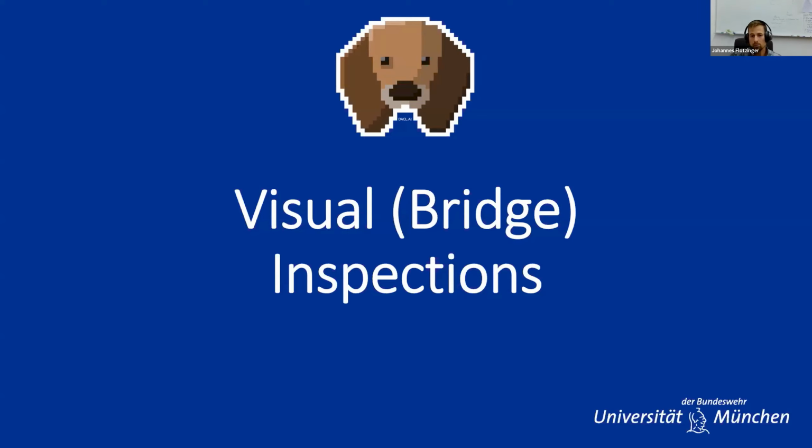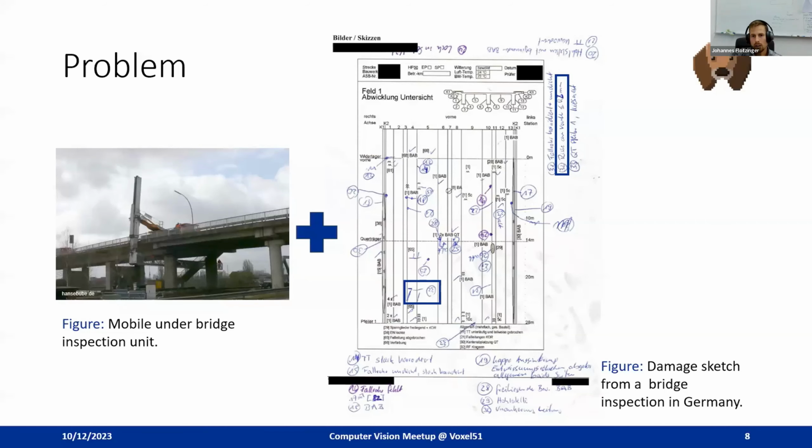The defect classes in our dataset, which I will describe later on, have a very similar visual appearance on other concrete building types. Therefore, it is very likely, without having tested it yet, that the models also work on other concrete building types. So you can see here an image of a bridge inspection with a mobile under-bridge inspection unit. And on the right side, you can see a damage sketch.